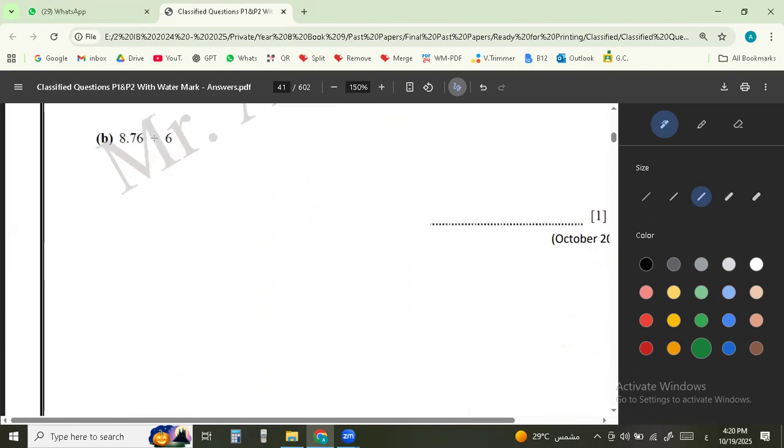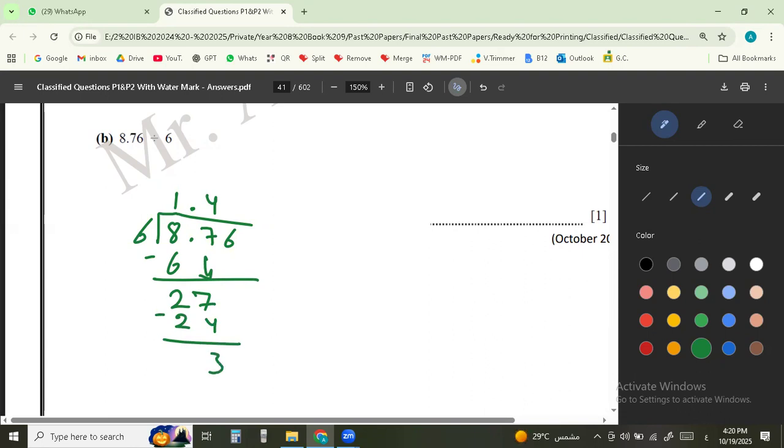Okay, let's continue. Here, division. I'm going to follow the same division, whether it is short division or long division. It doesn't actually matter. First step, put the point up. How many 6s are in 8? I got 1, which is a 6. Subtract gives you a 2. Bring down the 7. How many 6s are in 27? I got 4, which is 24. Subtract is going to give you 3. Bring down the last 6, it is going to be 36. How many 6s are in 36? I got 6. So it is 1.46.